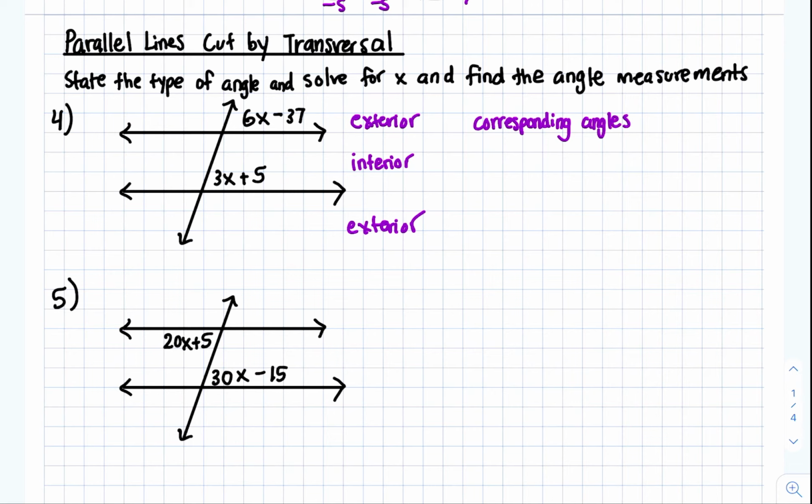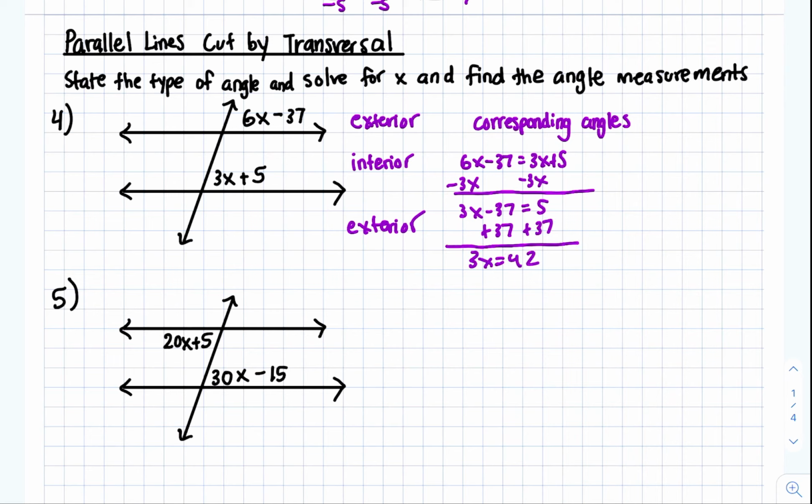And you guys know in your notebook, corresponding angles are congruent. So if they're congruent, they are equal to each other. So 6x minus 37 is equal to 3x plus 5. Move my variables to the left-hand side, so I'm going to subtract both sides by 3x. And I want to move my constants to the right.